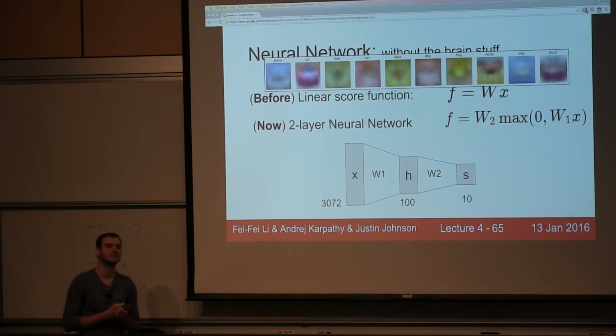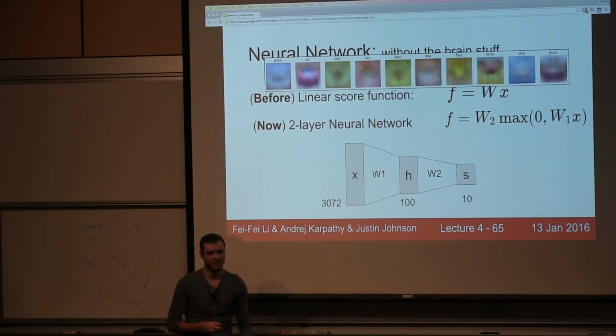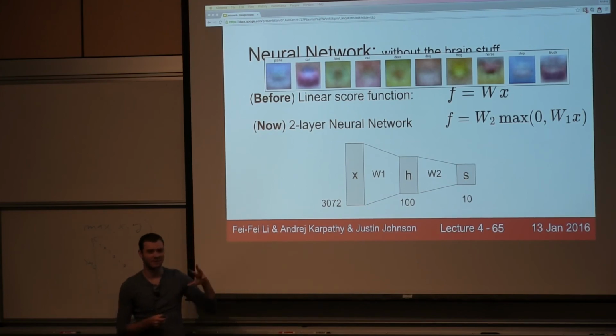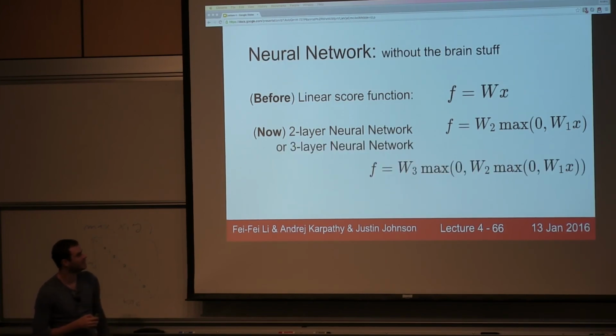Good. Is it always the max of 0 and H? So you're asking, do we always take max of 0 and H? We don't, and it's like 5 slides away. So I'm going to go into neural networks. I guess maybe I should preemptively just go ahead and then take questions near the end.